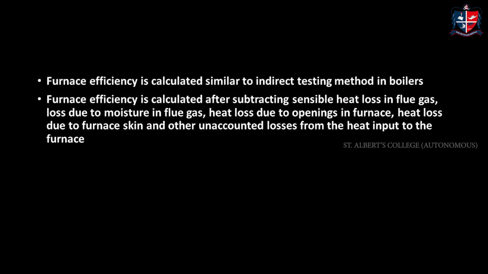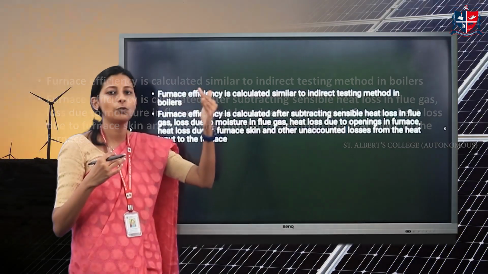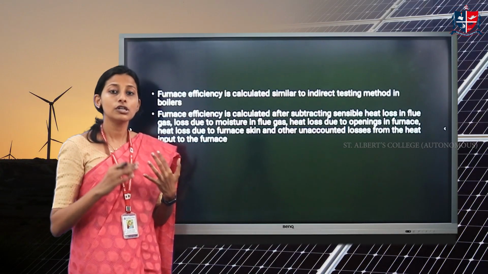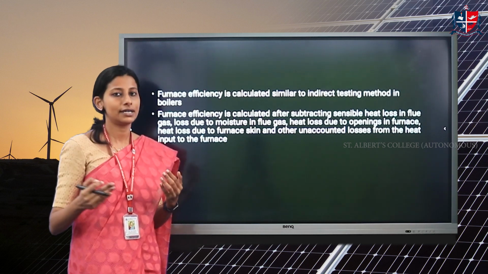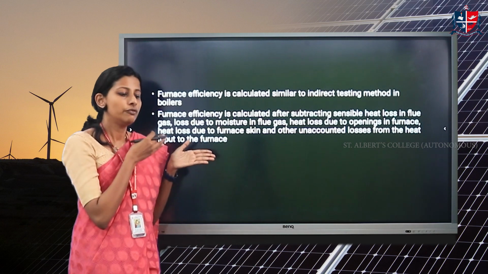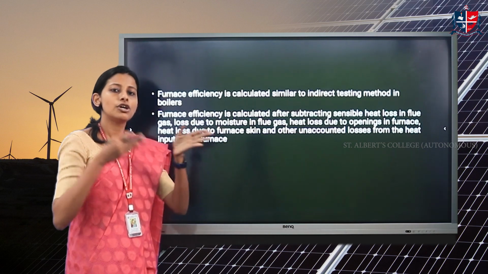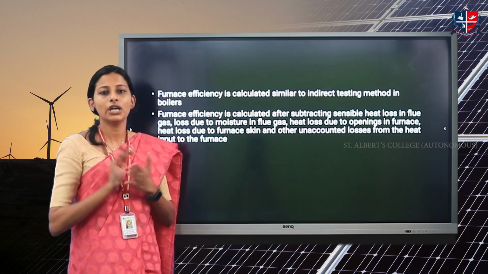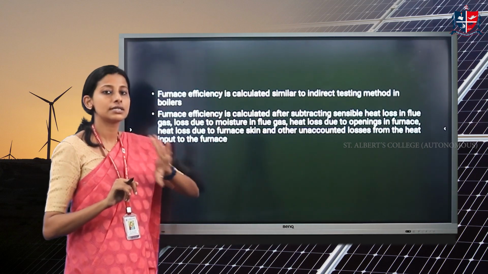So how do we calculate the efficiency? As we said, there is an equation: output by input. That is the direct method of calculating. We also have one more method, which is called the indirect method. In the indirect method, we calculate the heat input, and we also calculate the losses. The heat input minus losses will give you the output. That is another way of testing the efficiency.